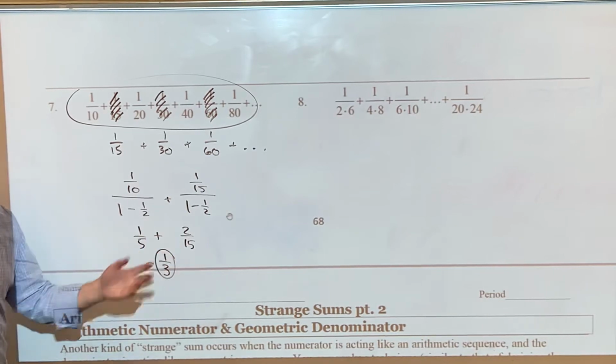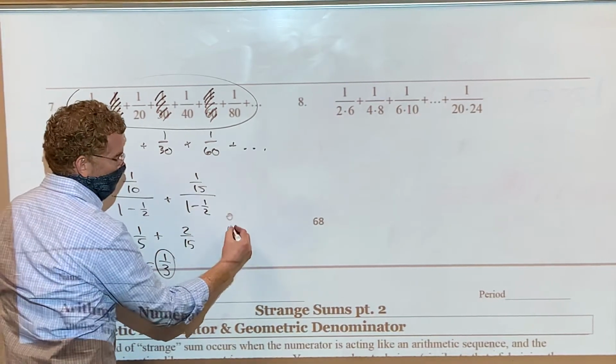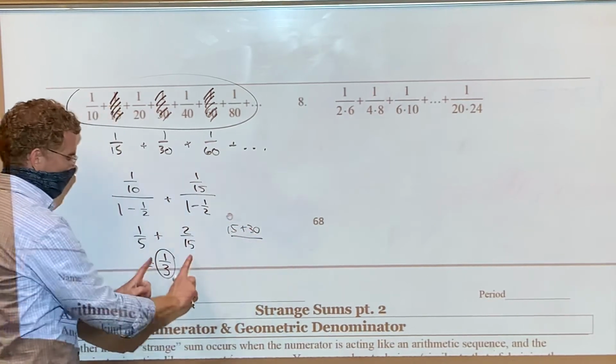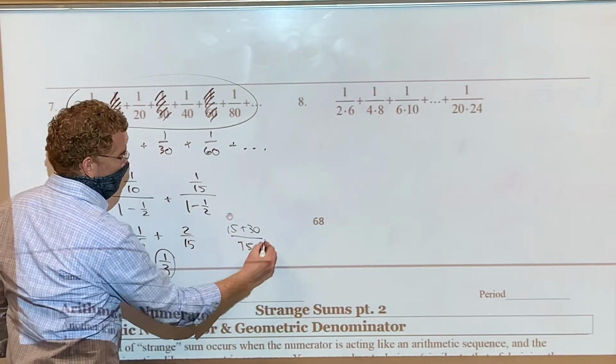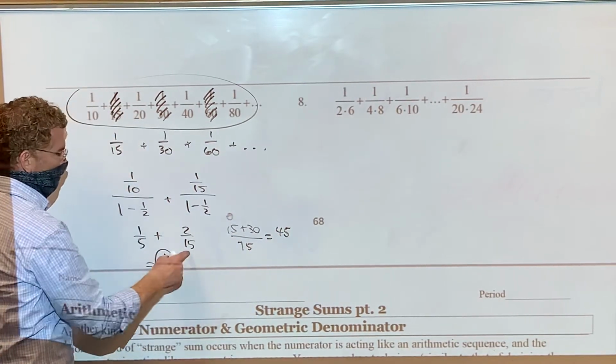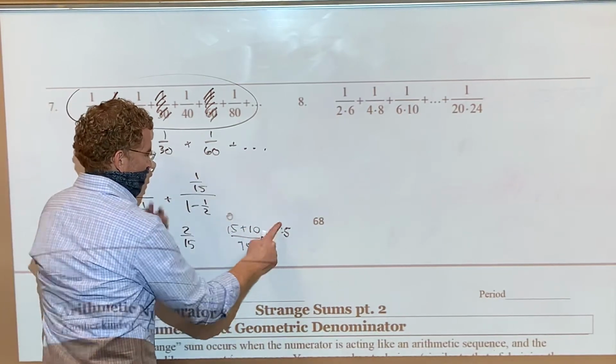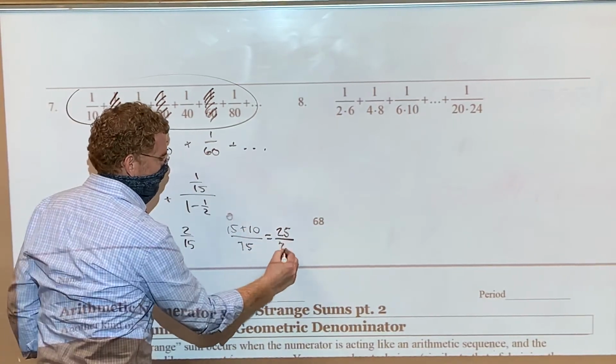Or you could do this, remember our little trick? 15 plus 30 over 75. Is that right? This is 15, oh, I'm sorry, 15 plus 10. And I get 25 over 75, which is 1/3.